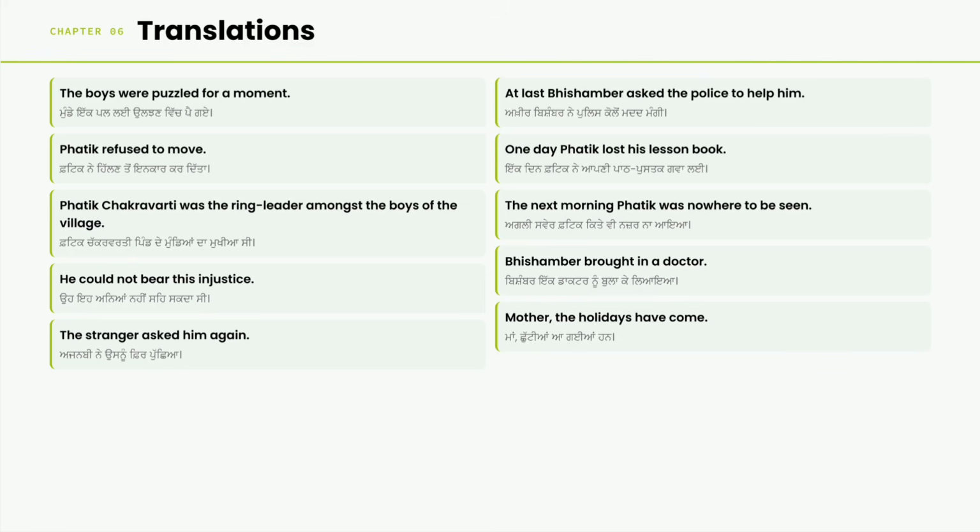Sentence 7. One day Fatik lost his lesson book. Translation: एक दिन फटिक ने अपनी पाठ पुस्तक गवा ली. Sentence 8. The next morning Fatik was nowhere to be seen. Translation: अगली सवेर फटिक किते भी नजर ना आया. Sentence 9. Bishambar brought in a doctor. Translation: बिशंबर एक डॉक्टर ਨੂੰ ਬੁਲਾ ਕੇ ਲਿਆਇਆ. Sentence 10. Mother, the holidays have come. Translation: माँ, छुट्टियां आ गई ਹਨ.